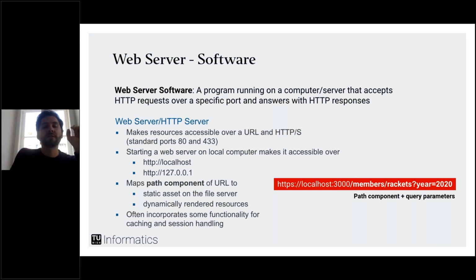And now what a web server does is it maps this path component. So the host name and the port just decide what hardware are we targeting, right? And then a web server listens on that port that is provided here, 3000, or if none is provided, then it's 80 or 443 in case of HTTPS. And it will serve you either a static asset or it will serve you a dynamically rendered resource. Okay, that's the bare bones of what a web server is supposed to do.